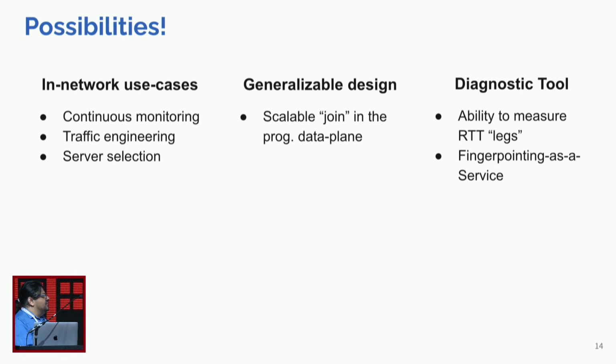So Dart has this really nice feature, and you can read more in the paper, that it can measure different legs of the RTT, telling us if there is a problem, where the problem is. And we foresee this as turning into finger pointing as a service in due course of time. So we are working towards that.